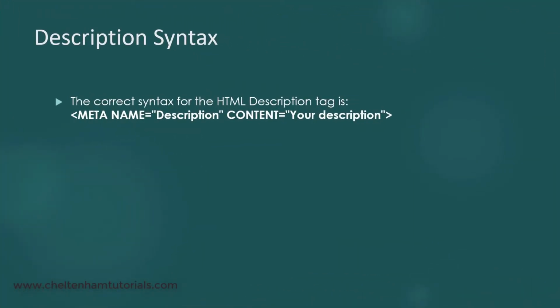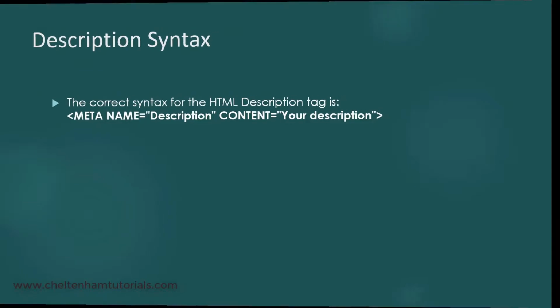So if you go and check out the syntax, it looks something like this. It starts with meta name, then it says equals description, then content, then you've got where it says your description. That is the description as displayed on your particular page. You don't really need to know this, it's just if you want to go and directly look at your code, it'll look something like this.